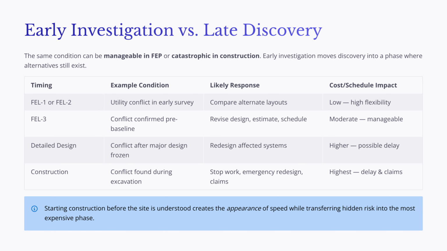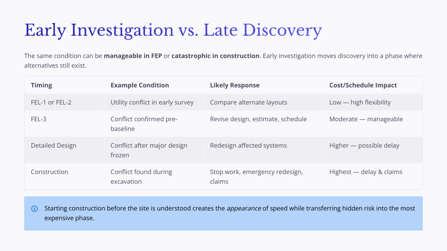The same physical condition can be manageable during front-end planning but highly disruptive during construction. For example, if a utility conflict is identified during FEL1 or FEL2, the team may still be able to compare alternate layouts or adjust the site concept. The cost and schedule impact may be relatively low because the project still has flexibility.